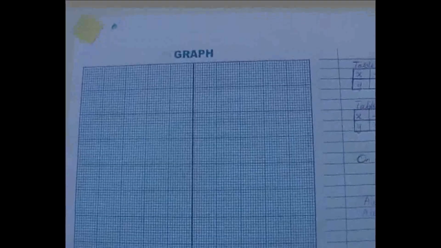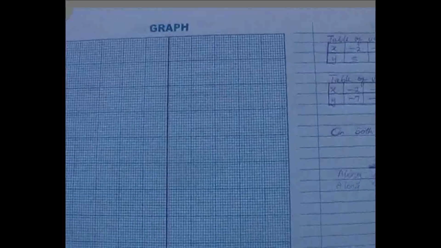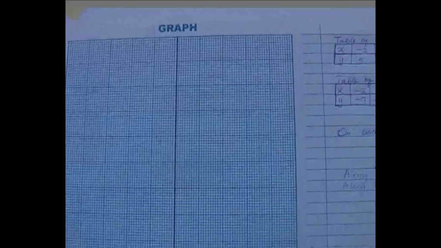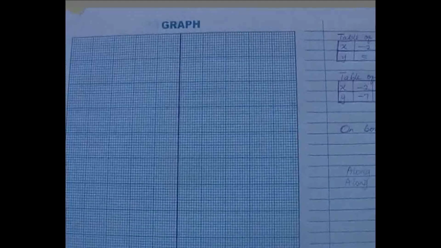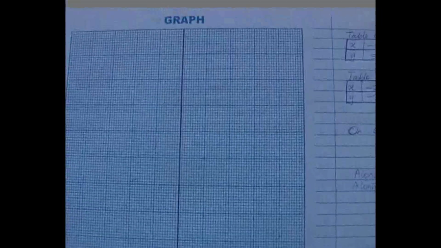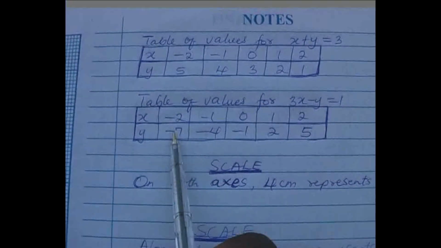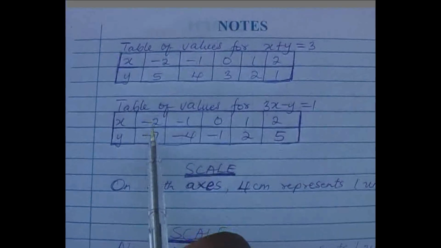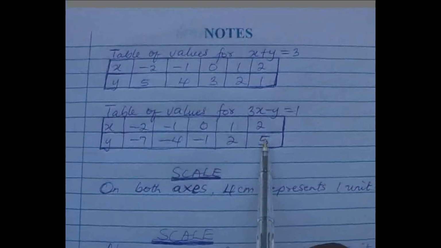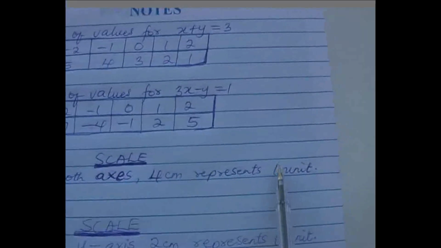I advise you to pay attention to what I want to explain now, because we are going to change our scale. I know why I chose to do it that way, so that you understand the principles that will guide the scale you choose. From the table of values, we have -7 as value of y and +5. If you add 7 and 5, you are going to get 12. Now you have chosen that 4 cm represents 1 unit.